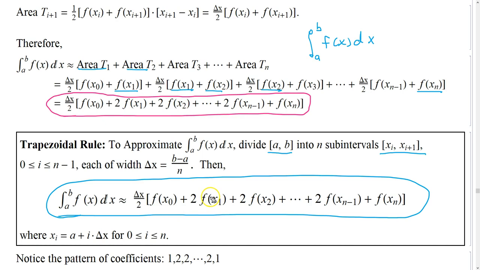Now another thing to note here is the pattern of the coefficients. Notice how the coefficients in front of the f terms go 1, 2, 2, 2, 2, and then they end with a 1. So that's your pattern to remember for the trapezoidal rule. And down here we have it. It starts with a 1, and then you go 2, 2, 2, 2, and then you end with a 1. Those are your coefficients that go in front of the function values. That's important to note because we'll also have a pattern similar to this, not the same, but a pattern for Simpson's rule, which is a more accurate way of approximating the definite integral. Now let's take a look at a few examples.